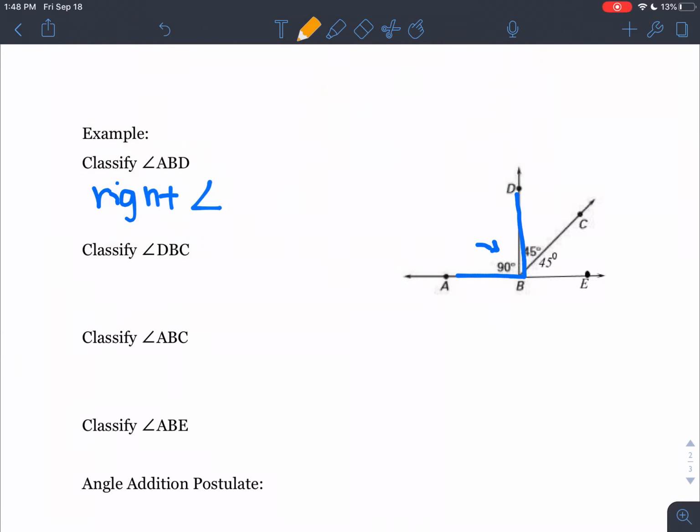Now let's classify angle DBC. Let's draw it out like we're passing the ball. DBC. It says that that angle is 45 degrees. 45 is less than 90, so it's an acute angle.